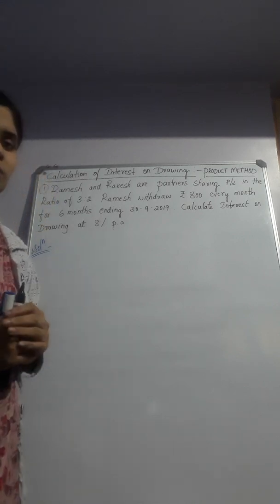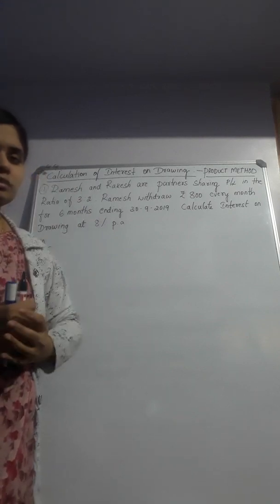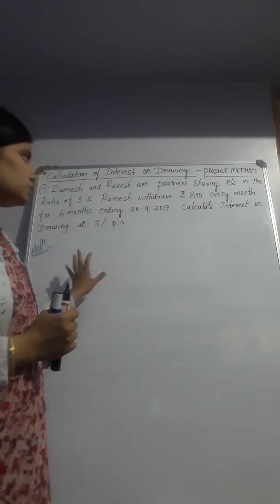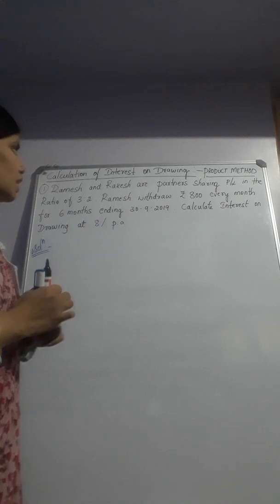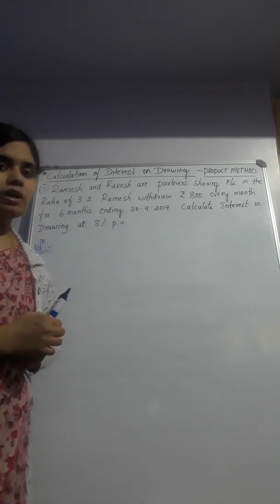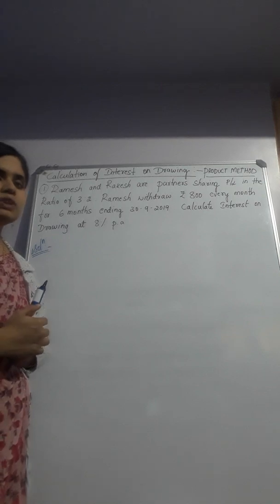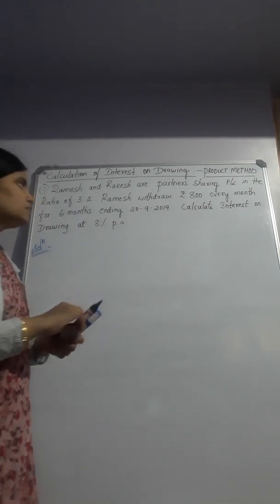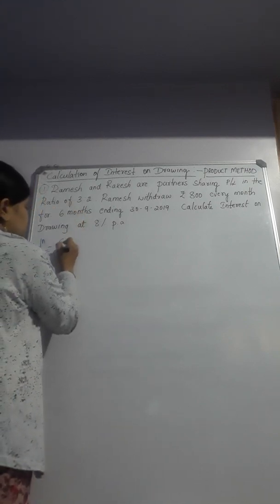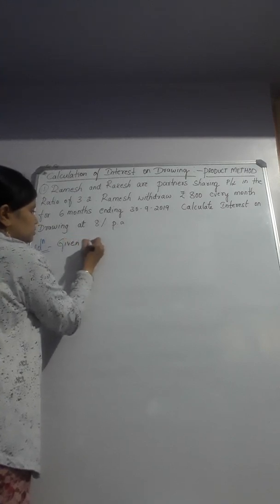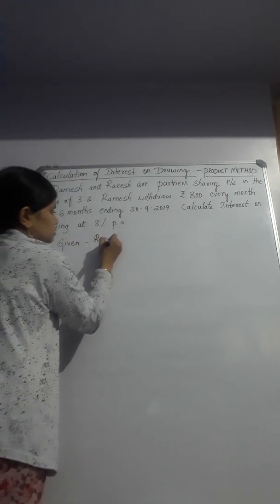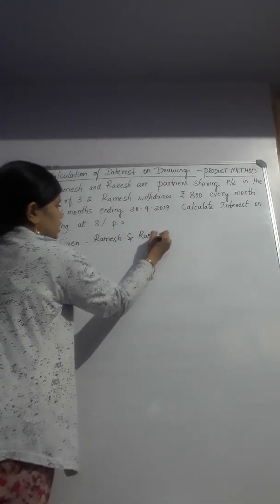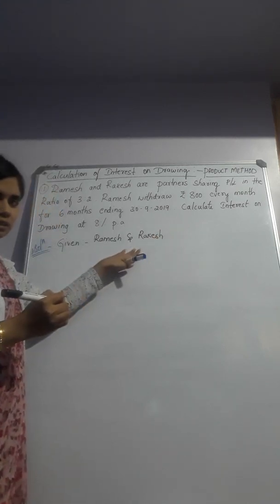Now this is the problem given in the textbook. You have to understand a few things before solving it. In a partnership business, we always have two or more partners. Who are the partners here? Ramesh and Rakesh. They are the two partners.